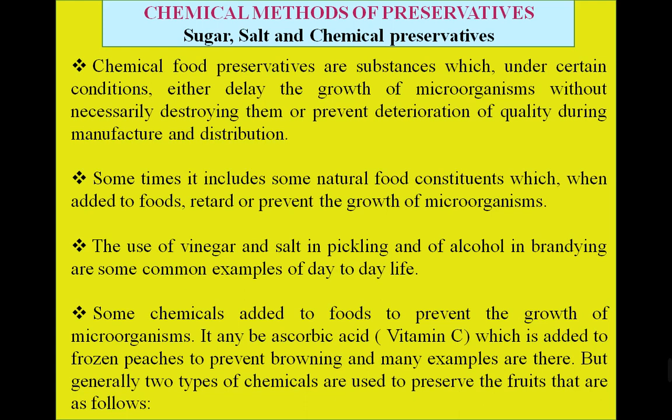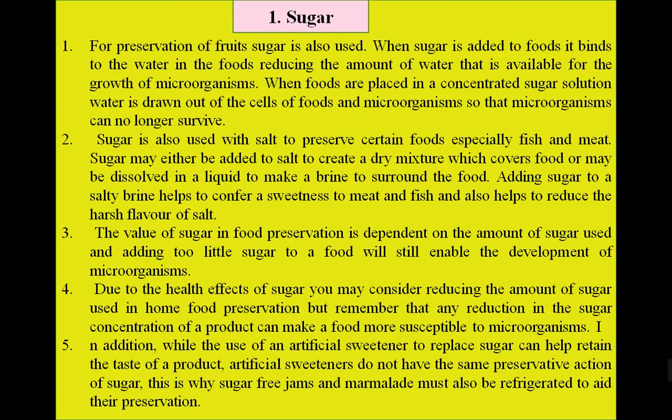Ascorbic acid, a vitamin C, is added to frozen peaches to prevent browning, and many examples are there. But generally, two types of chemicals are used to preserve fruit, as follows. First is the sugar. For preservation of fruits, sugar is also used.